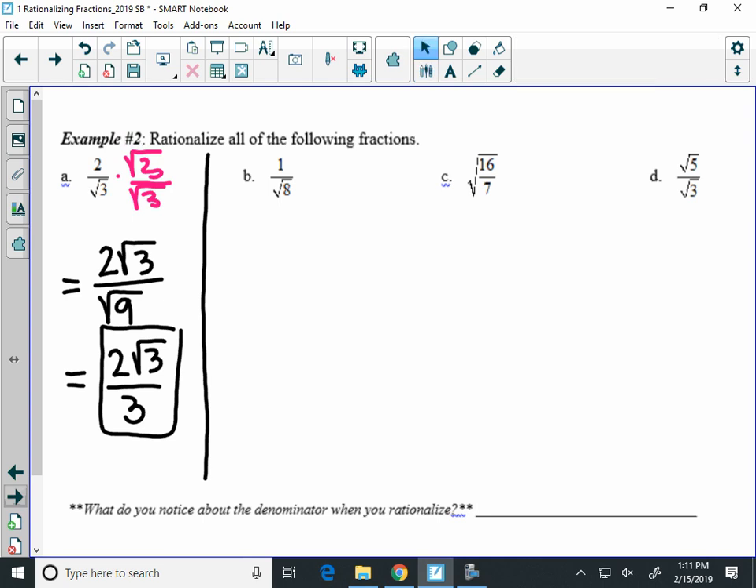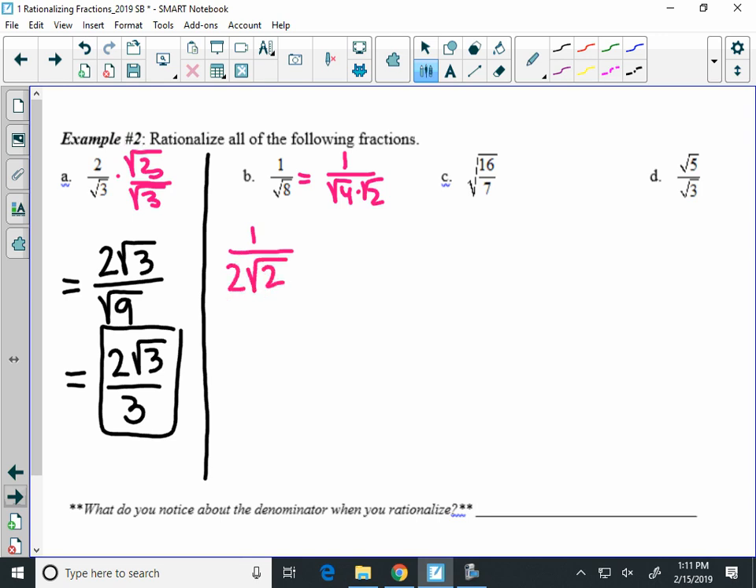Now the next thing is 1 over radical 8. I want to start by simplifying radical 8 before we move on. What perfect square goes into radical 8? 4. So this is 1 over radical 4 times radical 2. And what does that equal? 1 over 2 radical 2, which you can do in your head if you want.